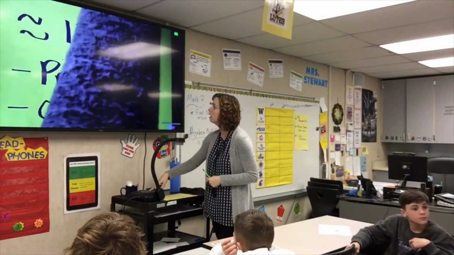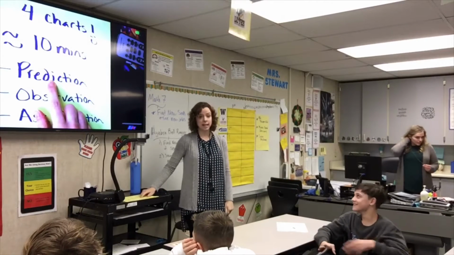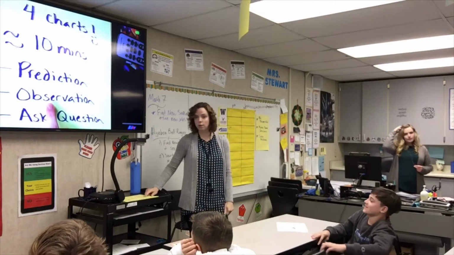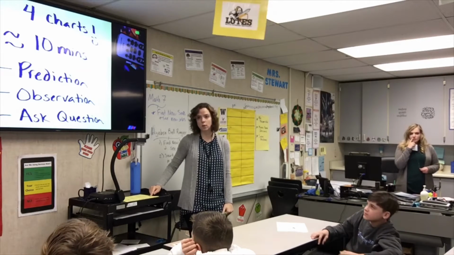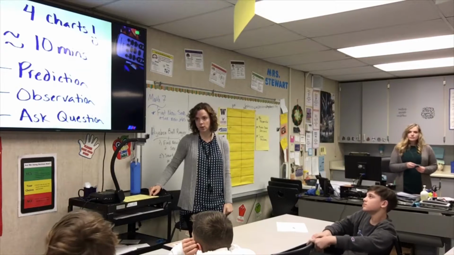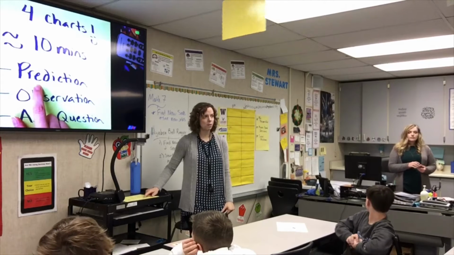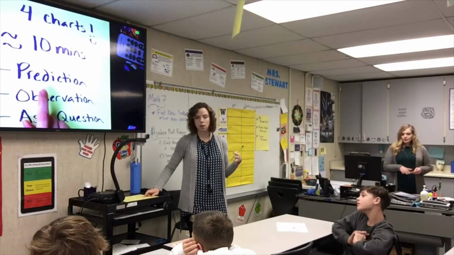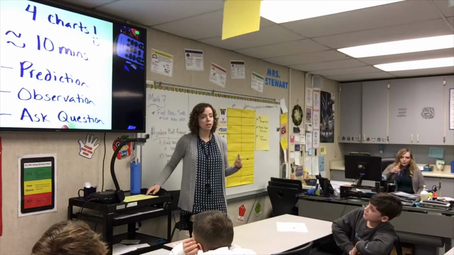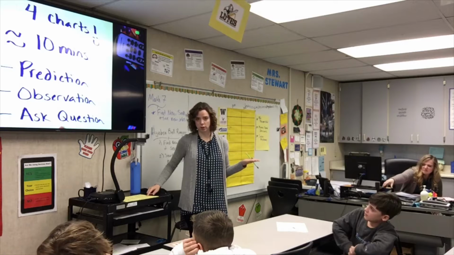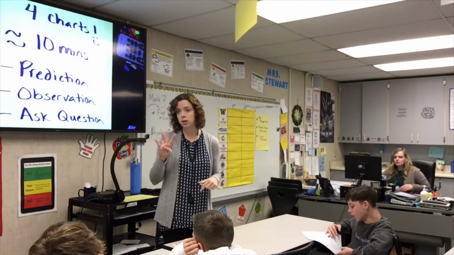You only have to write one thing. So these are your 3 choices. You can either write a prediction, an observation, or a question. You don't have to do all 3. You just pick one of those 3 for each chart that you go to. A prediction is what you predict is happening in those pictures. Observation, what are you observing happening in those pictures? Or ask a question, what do you have a question about with those pictures?